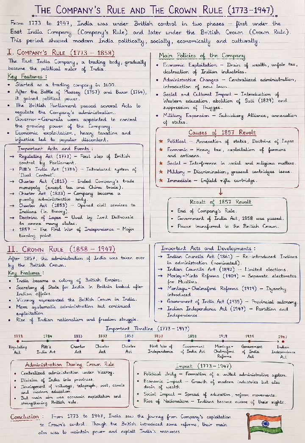Now the next thing is the Charter Act of 1793. It just extended the overriding power which was given to Lord Cornwallis over the council.